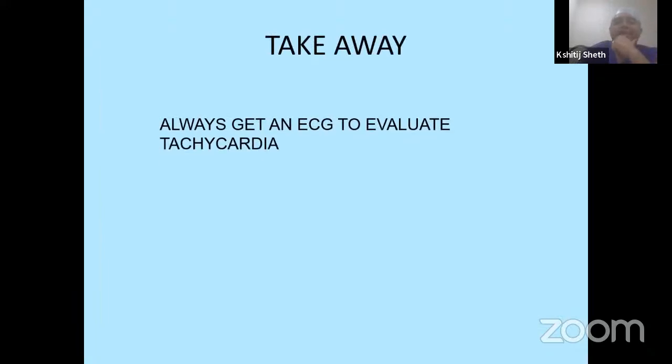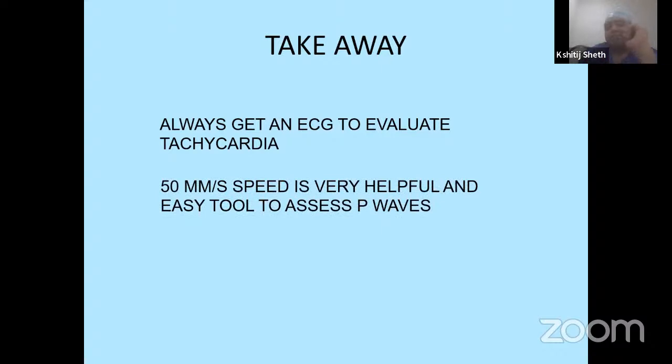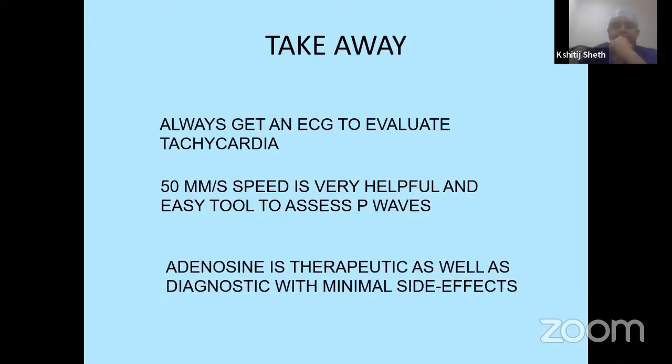So, takeaway: always get an ECG to evaluate tachycardia. ECG is the most important test to pick up tachycardia and arrhythmia. Whenever the heart rate is beyond 220 in an infant and beyond 180 in an older kid, always think of an SVT. High-speed ECG helps in picking up the P wave. Adenosine is therapeutic as well as diagnostic with minimal side effects. So be liberal in giving adenosine. Don't be scared. Even if you think it is just sinus tachycardia, it can still be a good diagnostic tool in evaluating it.